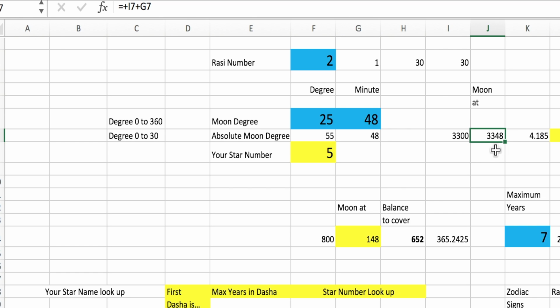Multiples of 800 we'll have to remove from this to know how many stars it has actually crossed. So here we have used another formula, J7 divided by 800, which gives you 4.185. What this means is this person was born when 4 stars have been already crossed by the moon. The first star is always Ashwini. So it has crossed Ashwini, Bharani, Kritika and Rohini, and therefore it is Mrigashira Nakshatra. This person is born in Mrigashira Nakshatra, star number 5.